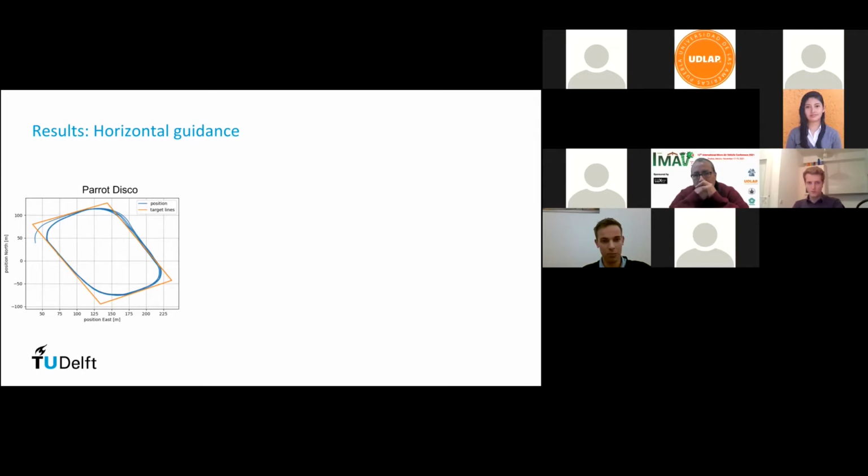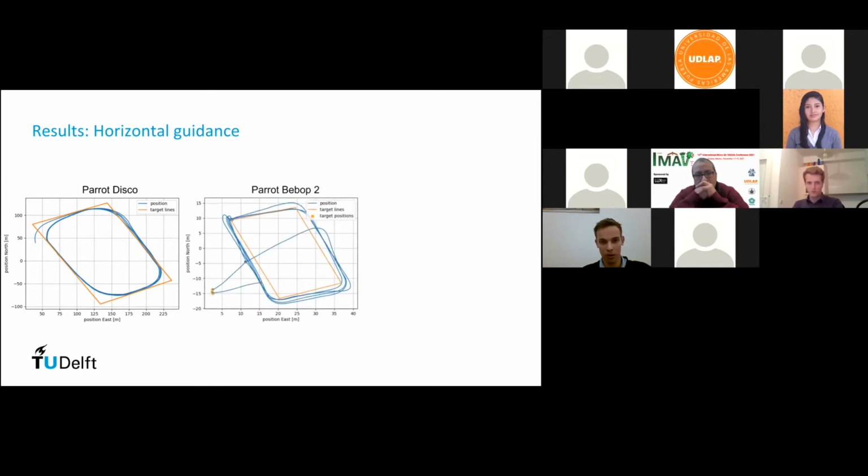Secondly, the Parrot Bebop 2 was also able to follow target lines. But additionally to that, it could also stop at a position and hover above this, as you can see now indicated by the red circles. If you move from hovering at the target position to line following, you can see that the drone first flies perpendicular to this line and then joins the line and flies over this line in hover, as the Parrot Bebop pitch and roll is limited.